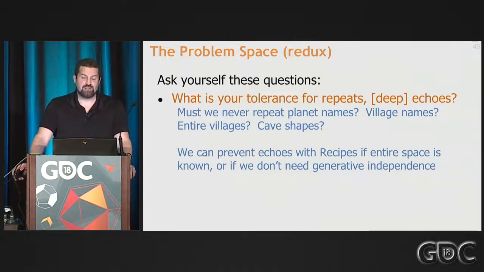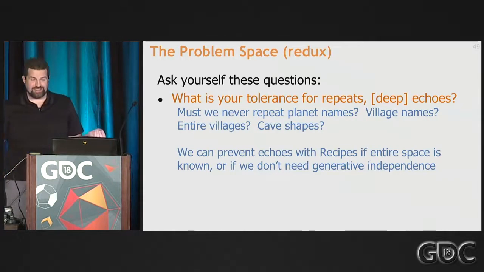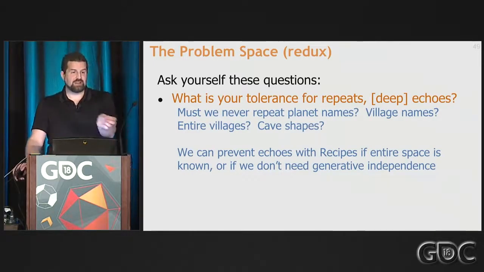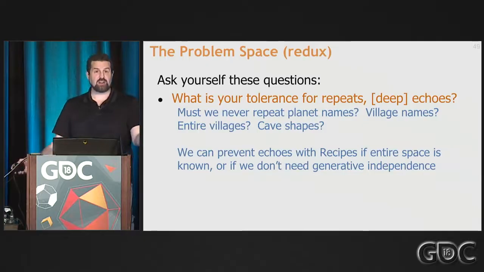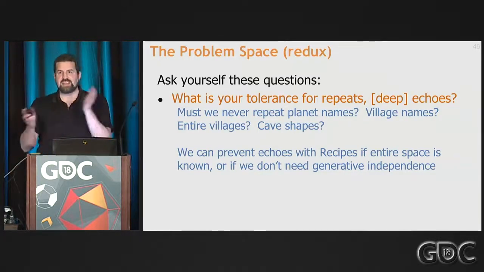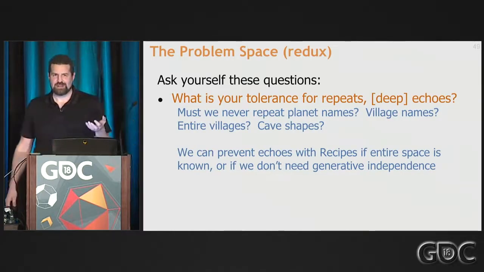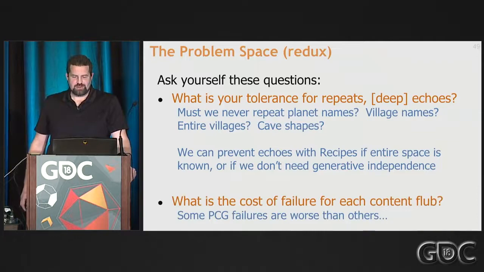So it really matters. What you're generating will determine your answers to these questions. We can prevent echoes with recipes if the entire space is known, or if we don't need to be generatively independent, right? As long as we say it's okay to cross off John Smith, and I'm okay with the second person getting the second name, then I can solve a lot of problems. If I can't say that, which we're going to talk about later, then I'm in trouble.